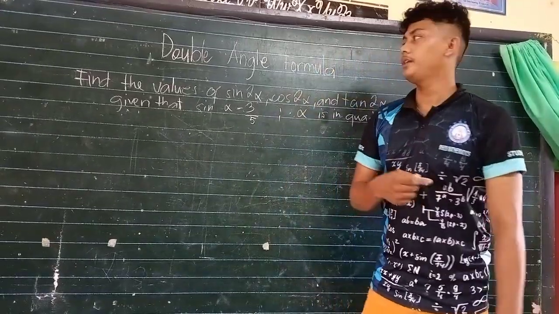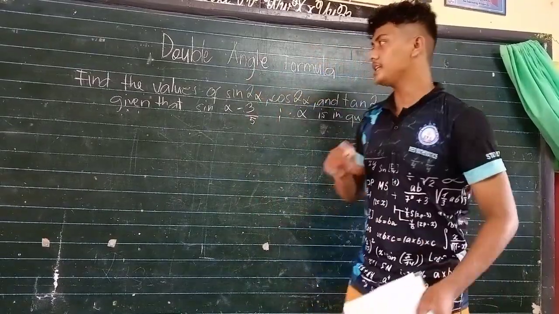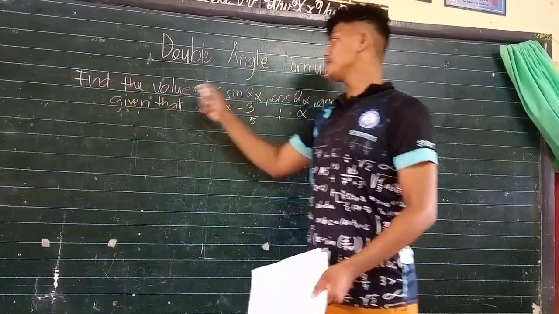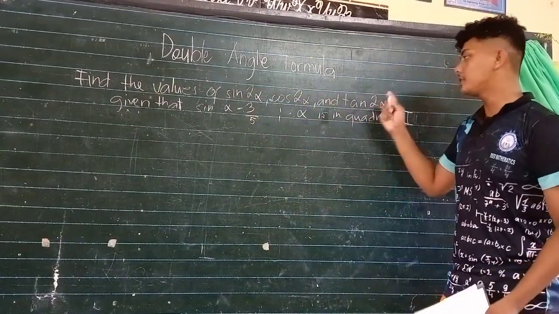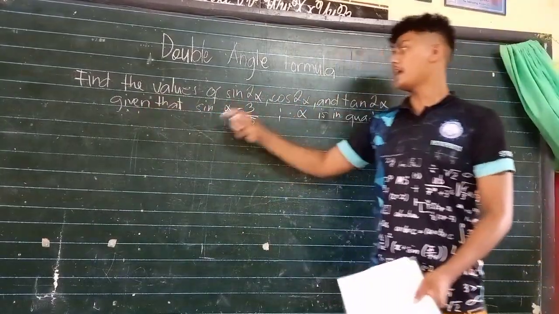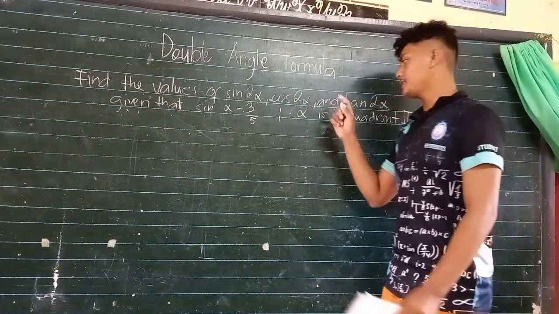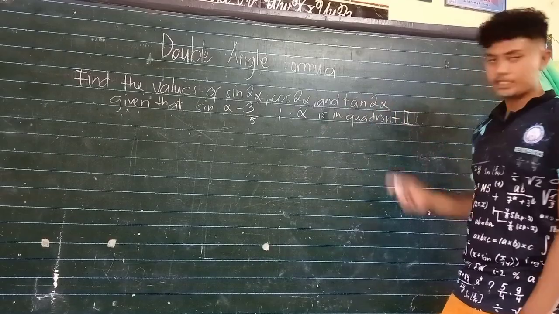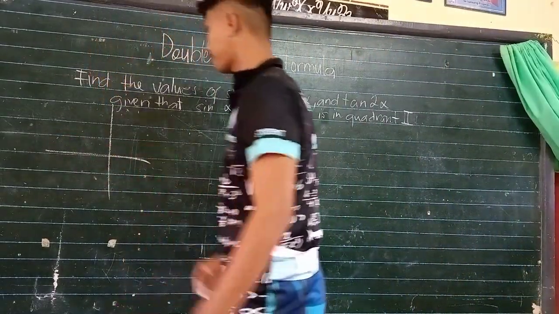Since we are all done deriving our formulas for the double angle, here is an example. Find the values of sine 2 alpha, cosine 2 alpha, and tangent 2 alpha, given that sine alpha is equal to 3 over 5 and alpha is in quadrant 2. So let's have an illustration.